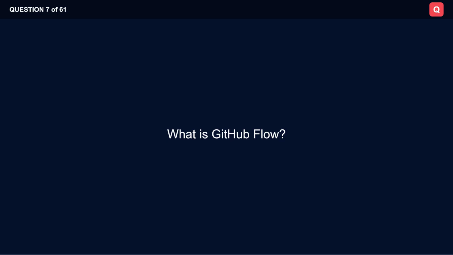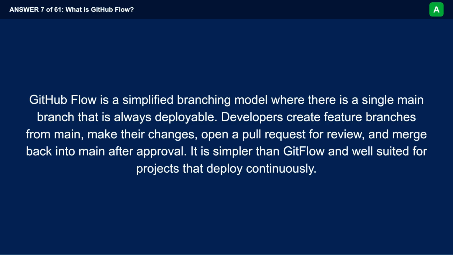What is GitHub Flow? GitHub Flow is a simplified branching model where there is a single main branch that is always deployable. Developers create feature branches from main, make their changes, open a pull request for review, and merge back into main after approval. It is simpler than GitFlow and well-suited for projects that deploy continuously.